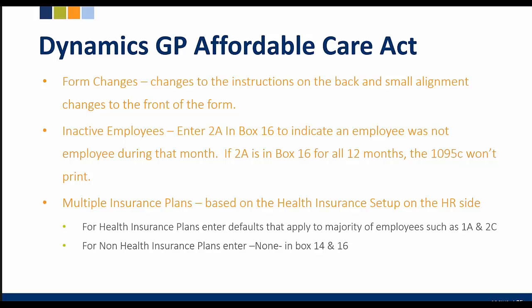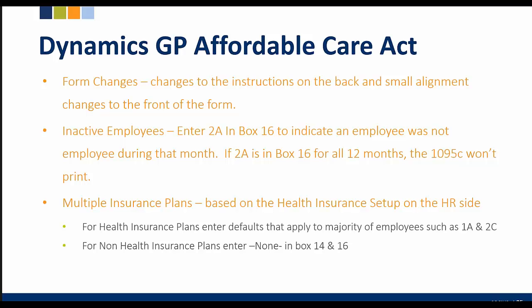in the HR employee benefit window, and 2A is in there for all year, then it won't print a 1095C for that employee. So if the employee was with you in 2016 but not with you in 2017, their information is still in there, but as long as 2A is in there for all of 2017, they will not be included when you print your 1095s.